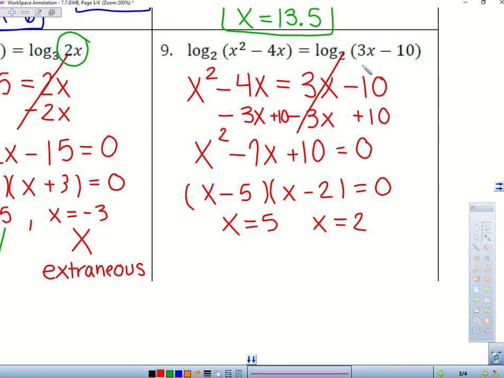Right off the bat, I see a problem. 3 times 2 is 6 minus 10. -4. Bad. No good. But the 5 is perfectly fine if you check it. It's fine. So as time goes on, you'll get faster at checking your work.